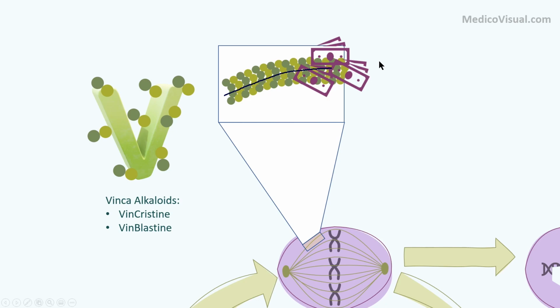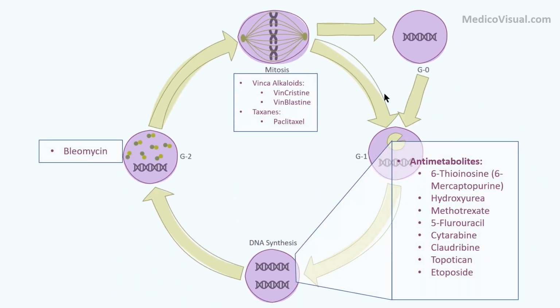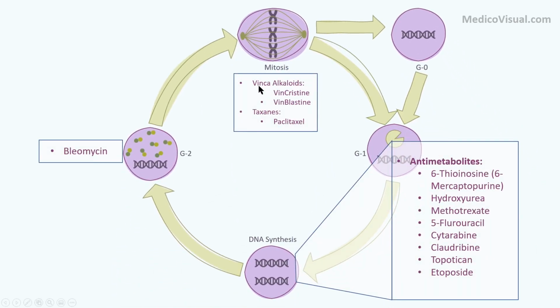So what are these? These are actually taxanes. These are called taxane drugs, for example paclitaxel and docetaxel. So these are the drugs which act in mitotic phase, vinca alkaloids and taxanes. So are you really clear about all this up till now?